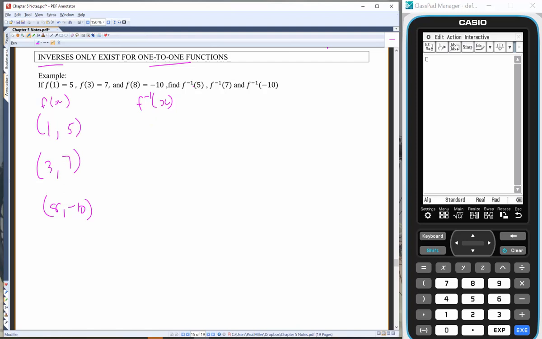What they want us to do is stick 5 into the inverse function. What will come out? Well, what will happen is that we swap x and y. So if 5 goes in and it's the inverse, then 1 has to come out, the swapped x and y values. If 7 goes into the inverse, then 3 will pop out. And finally, if -10 goes in, 8 will pop out, because what happens to an original function to produce the inverse function is x and y are swapped.